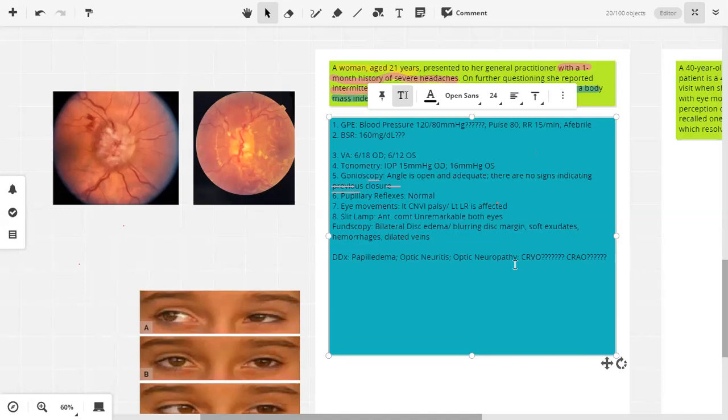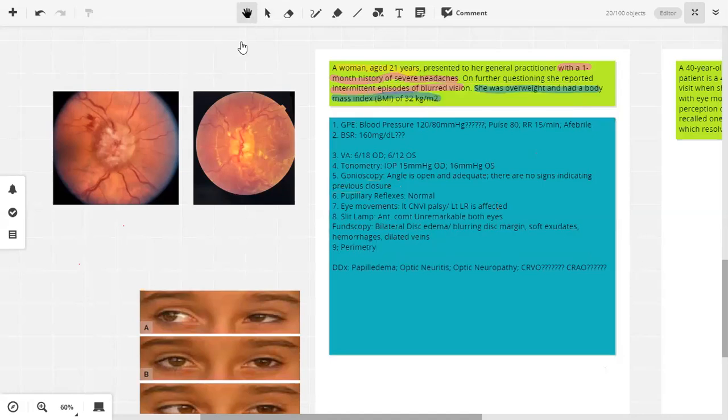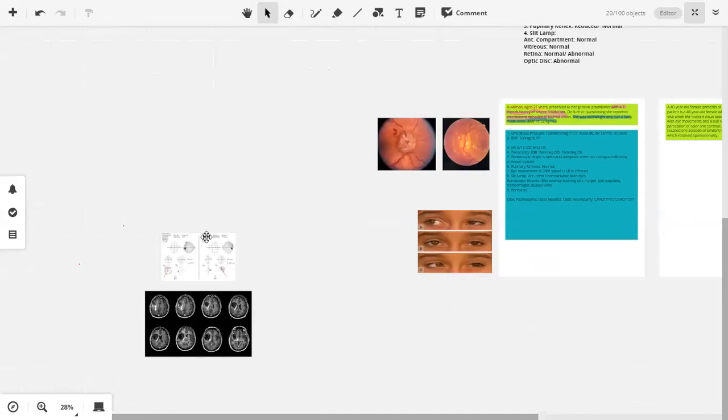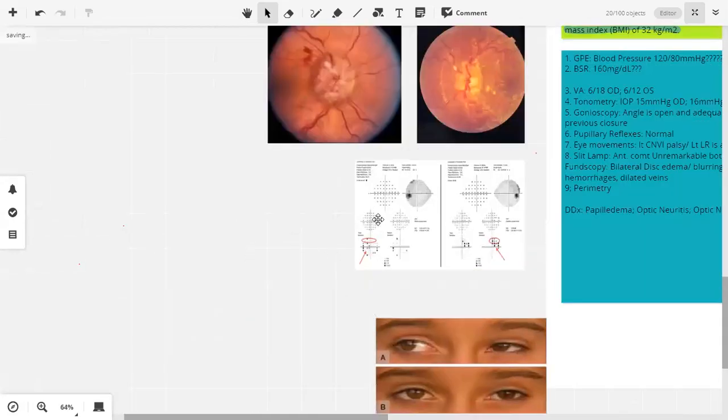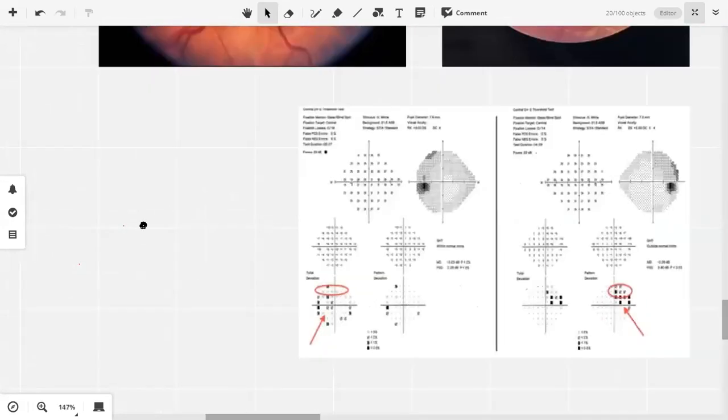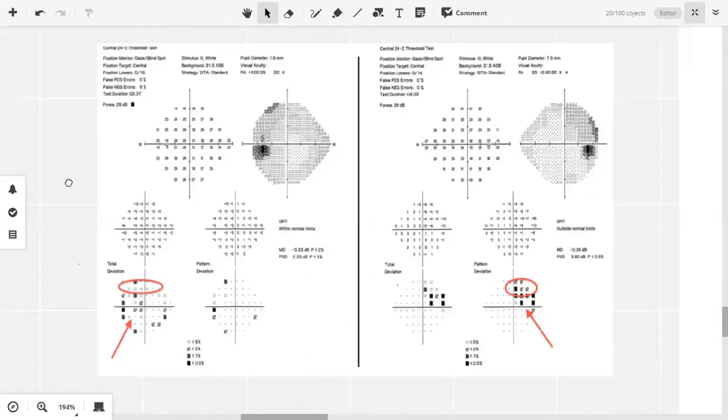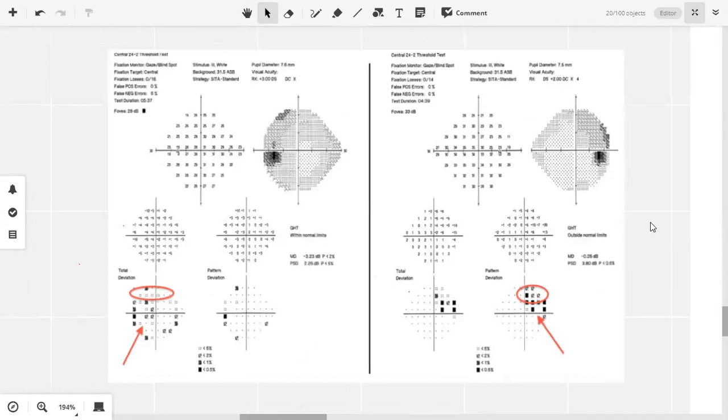I write a few things down. Actually, there's one examination we forgot. We forgot to perform a perimetry. It's important. So when you perform a perimetry of this patient, I have a few things. You perform a perimetry of this patient, right? So what is abnormal in this perimetry?